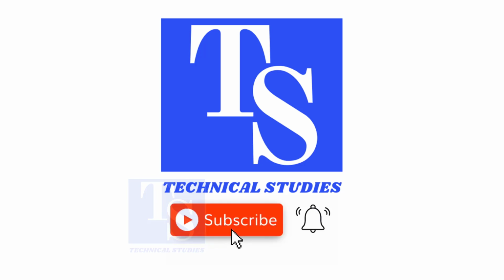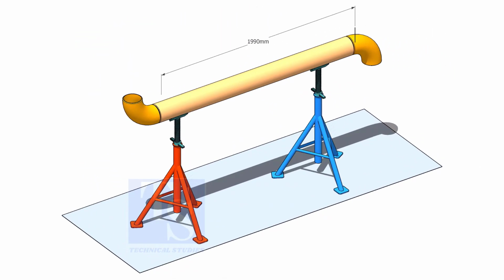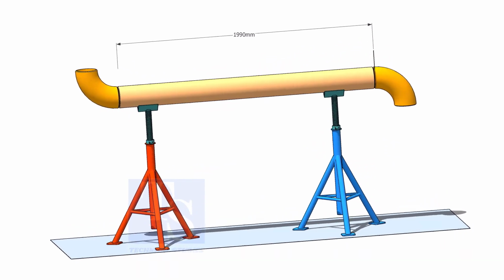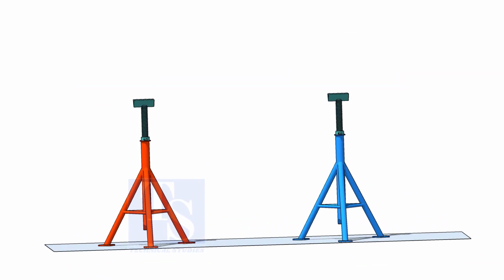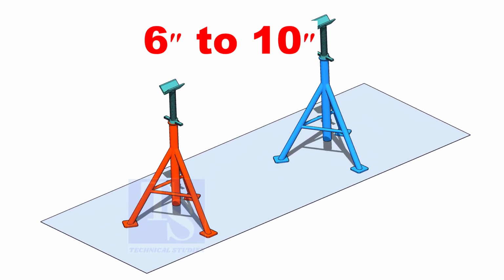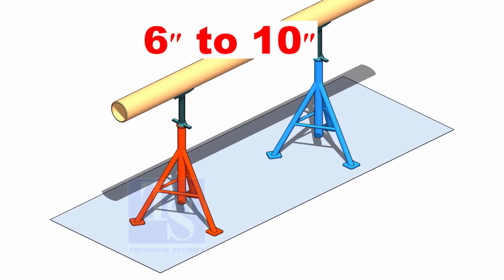In this video, I will show you 3 methods of pipe marking. Assume you want to mark a piece of a pipe for a spool, and the pipe size is between 6 inches and 10 inches, this method is good.